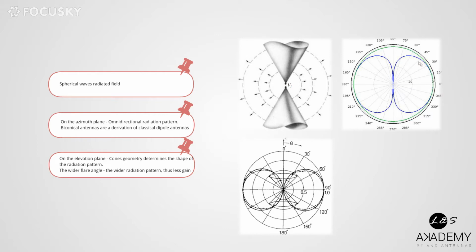As you can see here, the blue curve is how the radiation pattern on the elevation plane looks, and we are able to change the width and also the beam width of this radiation pattern by playing with the geometry of our cones, for example this angle and this angle. So a general rule would be that the wider the flare angle, the wider the radiation pattern. This is the most common rule for this geometry.